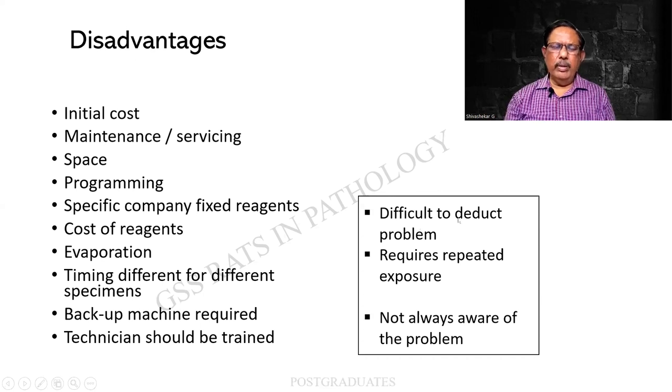If at all there is a problem, we see the slides and then tell them that there is some mistake in the processing. But it will be difficult to localize unless our mind goes back to the histo lab and goes in a reverse direction to find out where exactly the mistake is. And for this, repeated exposure is needed. Many of us and the technicians might not be aware of the problem, particularly in the newer version of the machine, because once it is closed, nobody knows what happens.